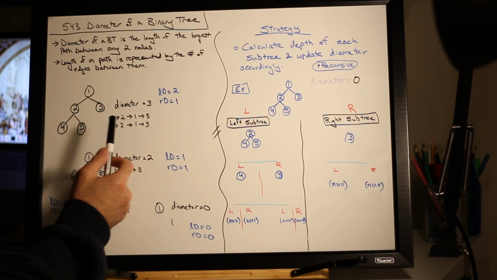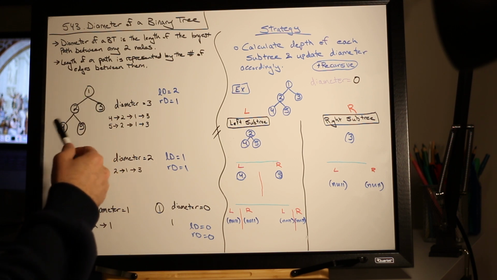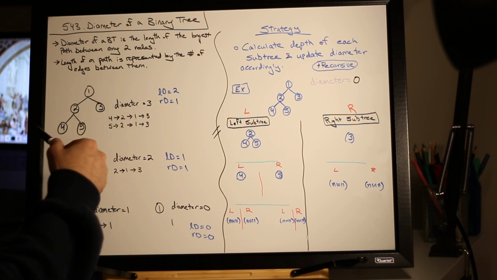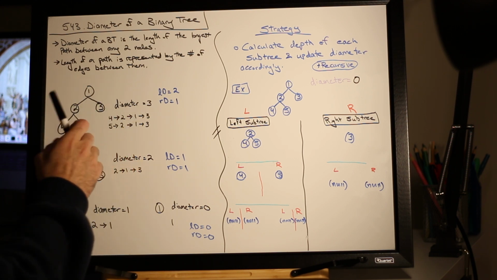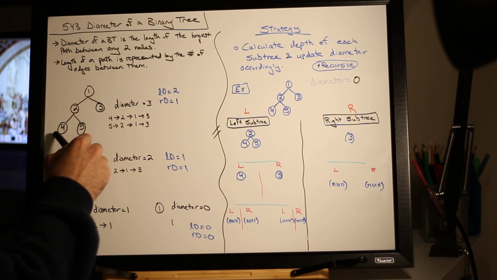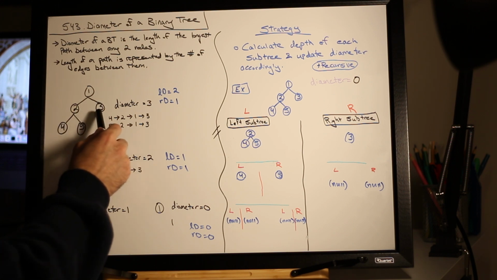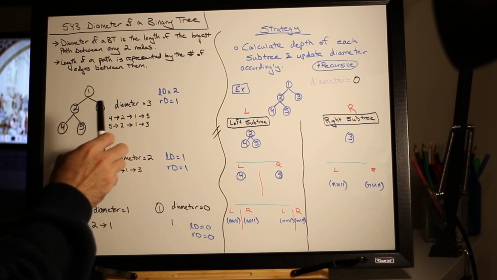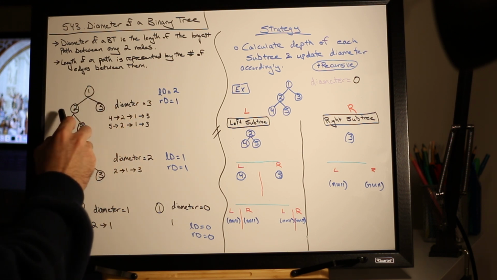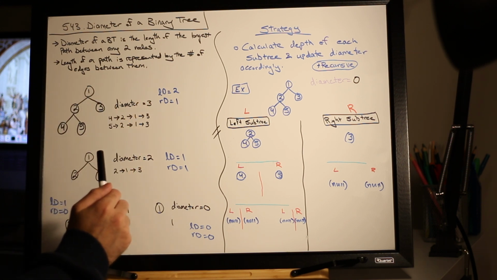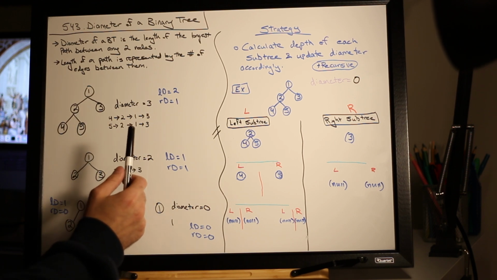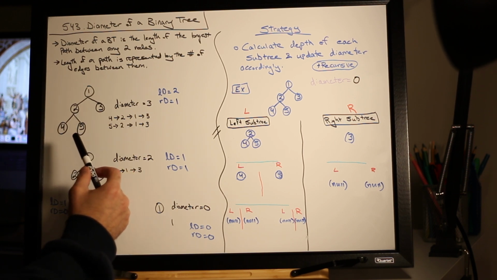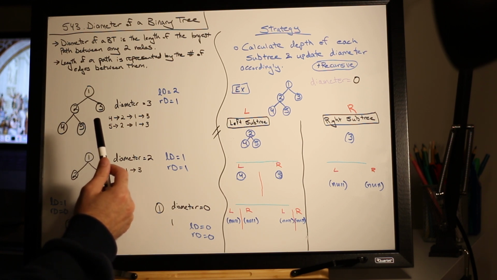So just think of this as the longest path we can take, or the max amount of edges we can take to get between two nodes. In this case, we're getting between node 4 or 5 to node 3. That's the longest path we can take between any two nodes, and there's 3 edges involved in that path. Cool. We can also approach this similarly by calculating the left and right depths of the subtrees.